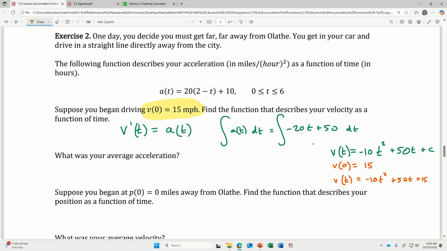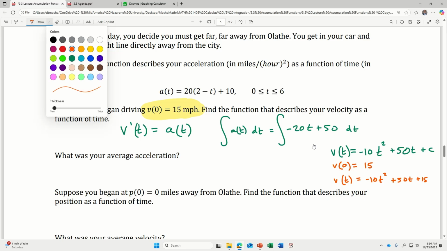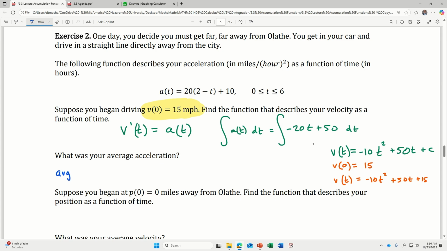Okay, so now I've got my velocity function. We can move on and ask, what was my average acceleration? Well, that would mean my velocity at the end minus my velocity at the start divided by the end time minus the start time. So I would have to plug in 6 into my velocity function. So here I am getting out the calculator.